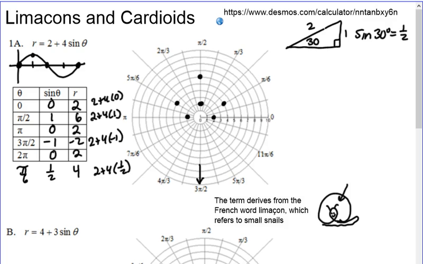Now, this gives me a better idea of the shape of my limaçon. It comes around like this, and it makes a loop, and there we go. That's what it looks like.